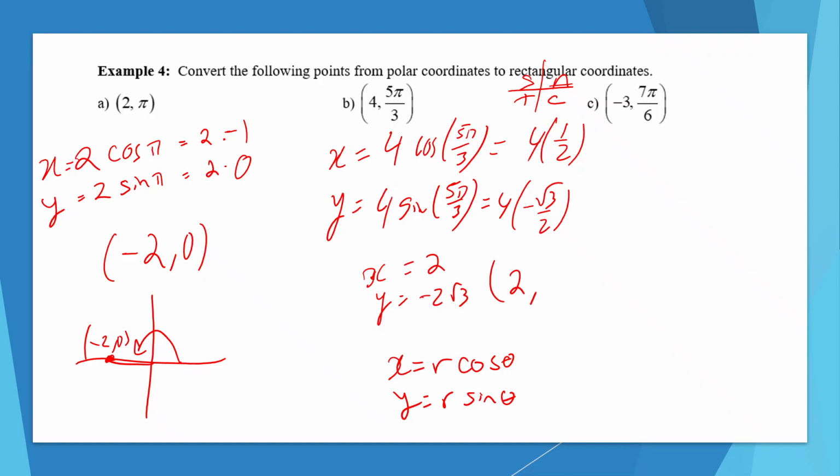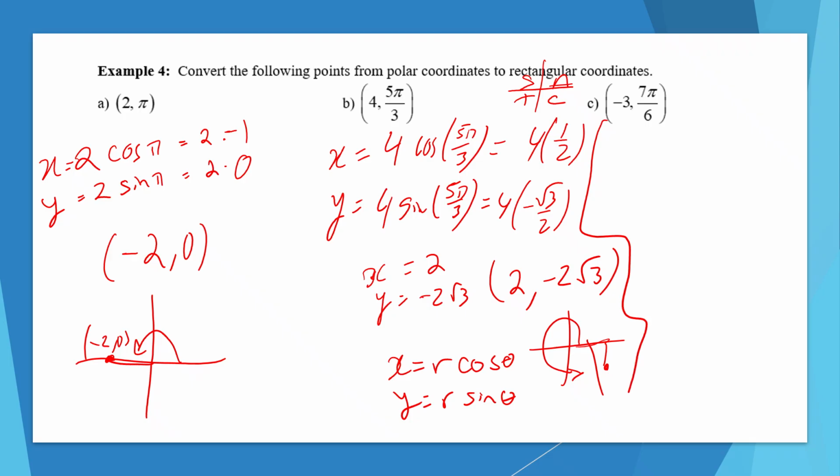So our coordinate should be 2, -2 √3. Right? And just to double check, 2, -2 √3, that lies in the fourth quadrant. That would make sense with 5 pi over 3. That also lies in the fourth quadrant. So that's just a quick way to check your work, is just make sure the quadrants align. Here we have -3, 7 pi over 6. So plug that in.